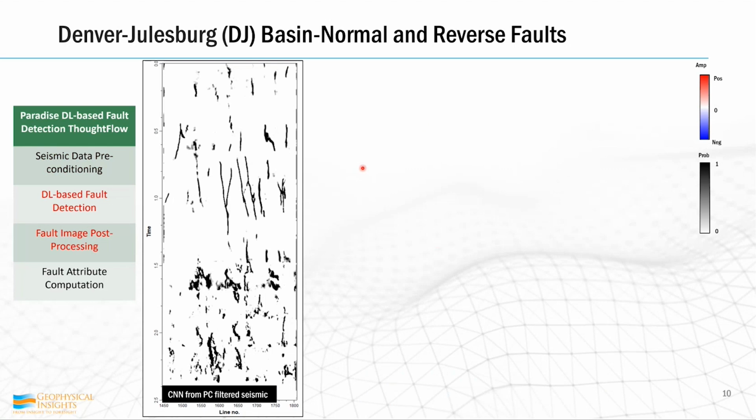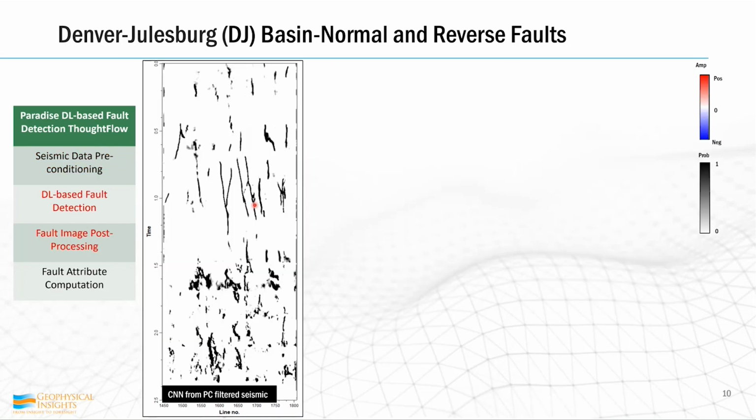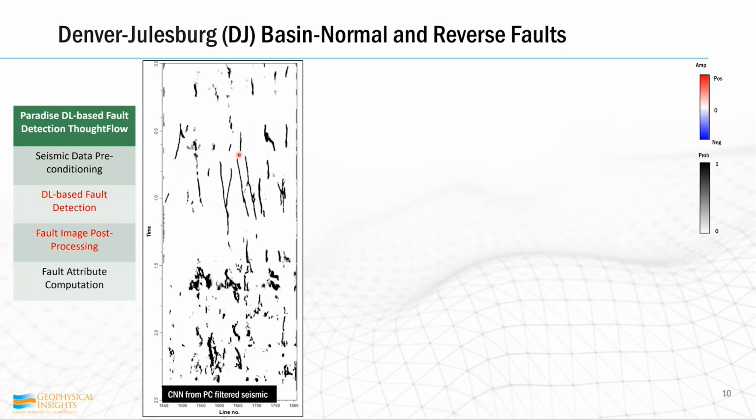Next, we apply our CNN model to create the fault probability volume, which is shown here. Note that the CNN does well on fault detection; it can pick those faults which cannot be clearly seen by the human eye here, and also right here. So the CNN works well, but we can still see some false positives, and the faults look a little bit thicker in the original CNN result.